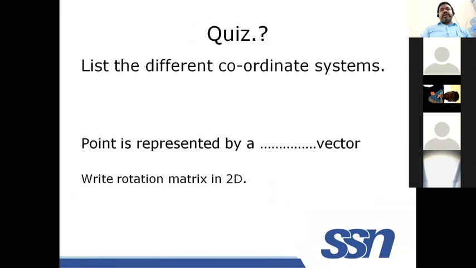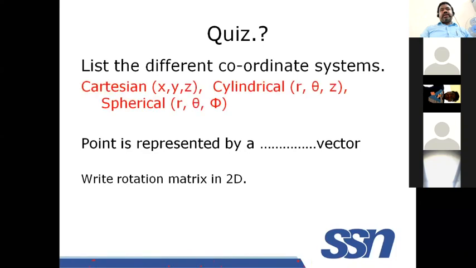Okay, now this is a quiz time. List the different coordinate systems. Type your answer. That will be the answer. Right, good. Okay, a point is represented by position vector. Good. Which vector? It's represented as a column vector. Position vector. Point is a position vector, no problem. It's a column vector. Okay, so rotation matrix in 2D.